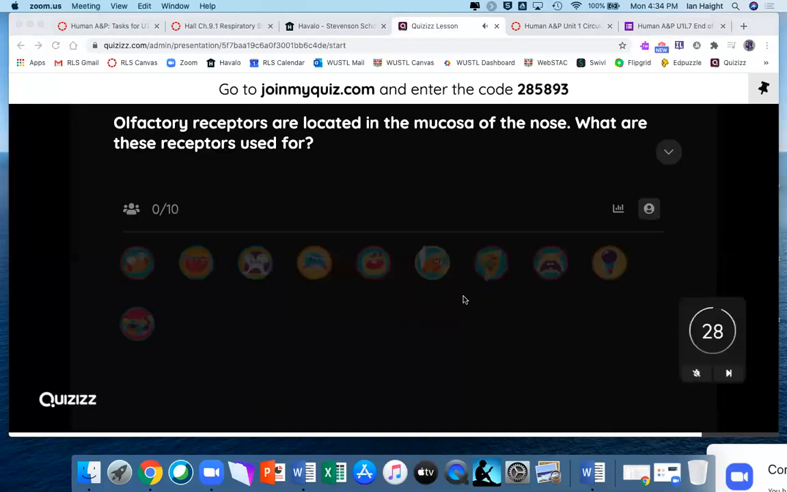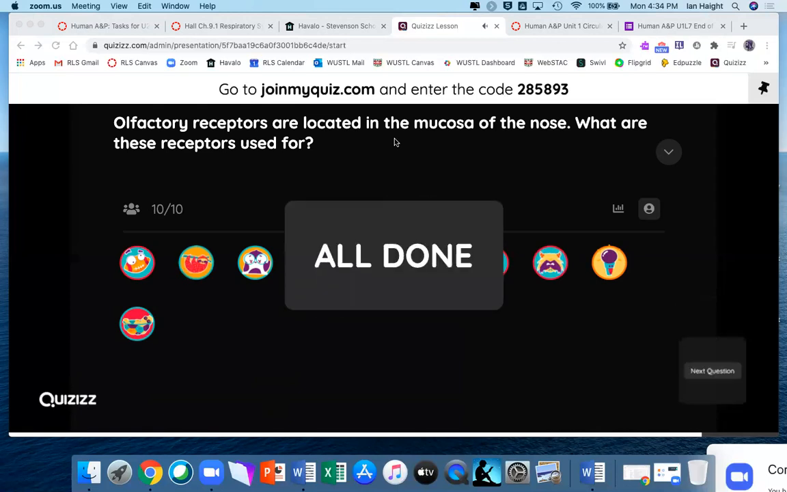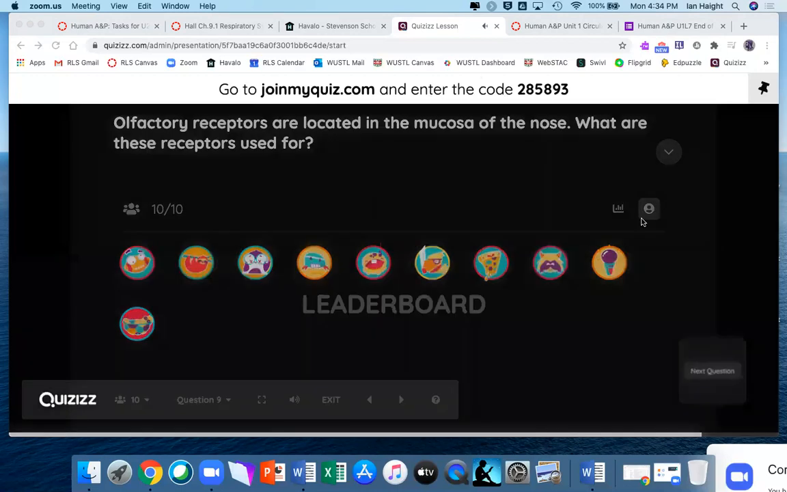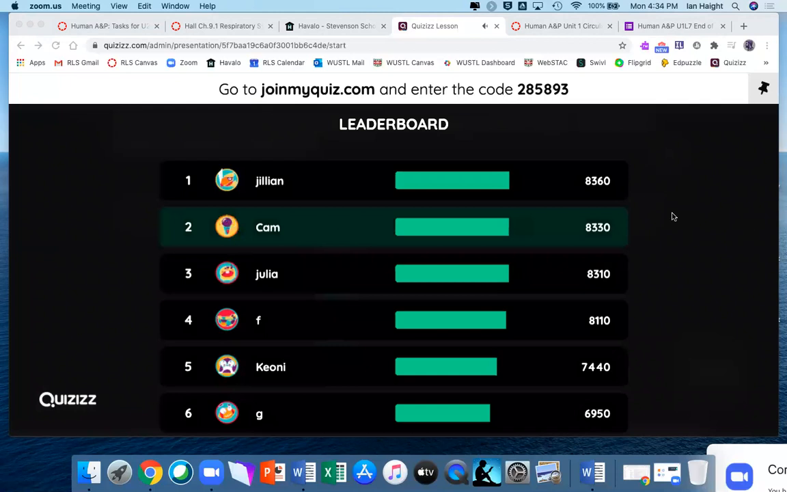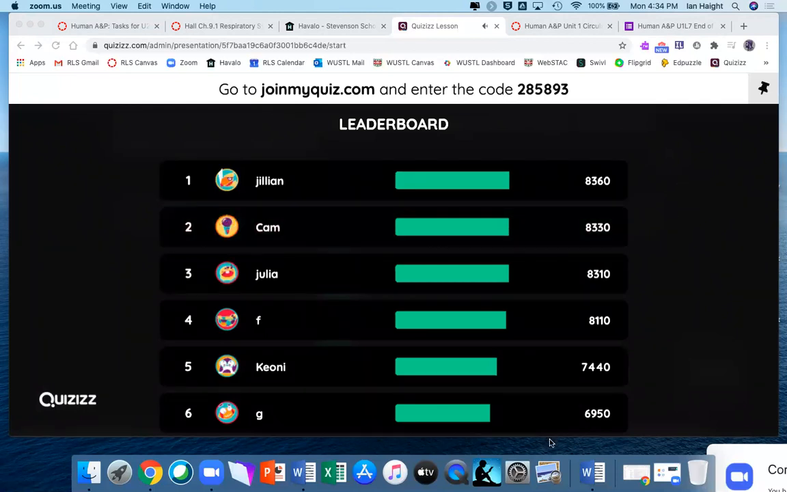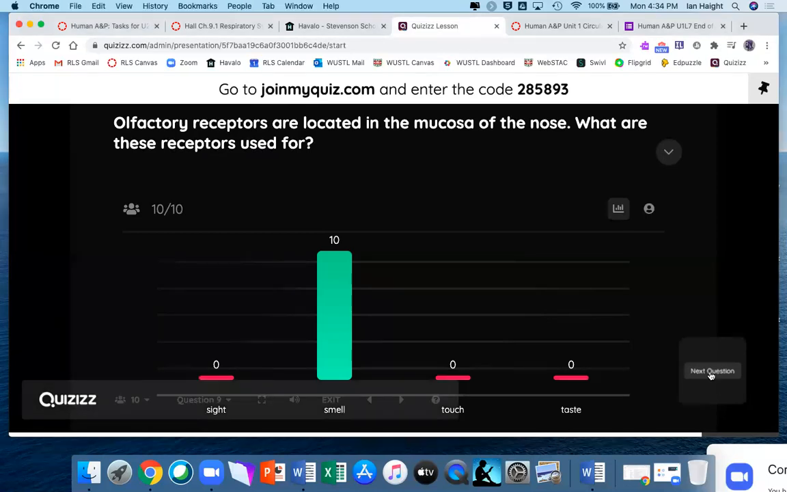Olfactory receptors are located in the mucosa of the nose. What are the receptors used for? Jillian's still in the lead. Very good. You all got that it is for smell. Olfactory refers to smell. Okay, last question.